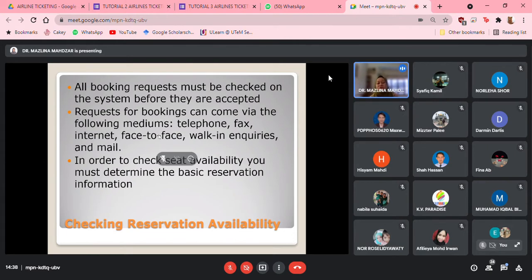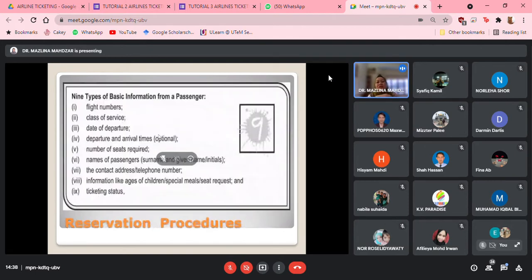So sebelum you boleh proceed menggunakan sistem, you kenalah dapat maklumat apa, according apa yang you nak buat pencarian ke dalam sistem itu. Jadi you kena dapatkan maklumat dari pelanggan you mengenai perjalanan ataupun request of flight booking yang dia nak buat itu. Okay, so apakah basic reservation information yang harus you dapatkan from a passenger before you are able to complete your booking? So of course, first you need to know there are 9 reservation procedures that you must get the info from your passengers.